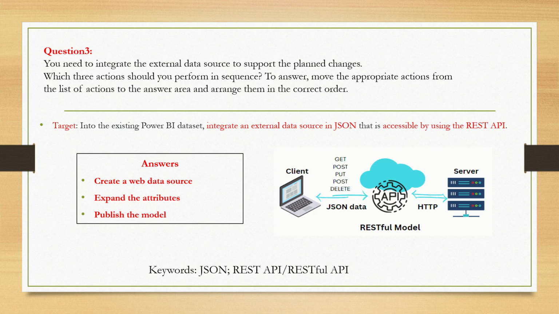So the next question is, you need to integrate the external data source to support the planned changes. Which 3 actions should you perform in sequence? To answer, move the appropriate actions from the list of actions. Okay, leave that out. So the target is the existing Power BI dataset. You need to integrate an external data source in JSON that is accessible by using the REST API.